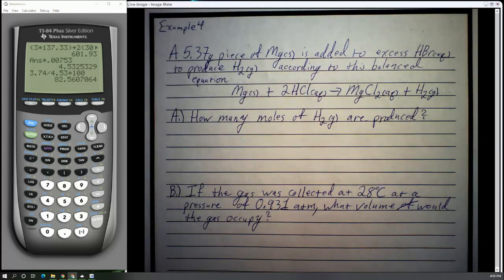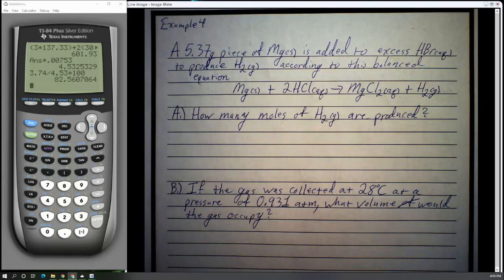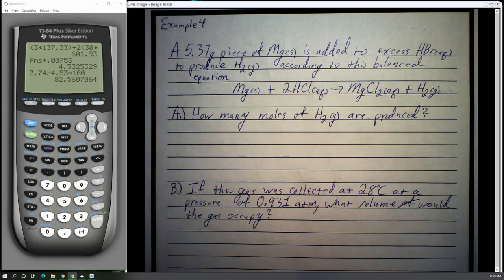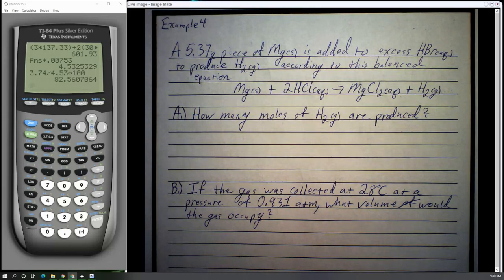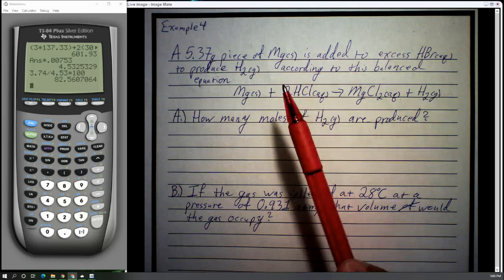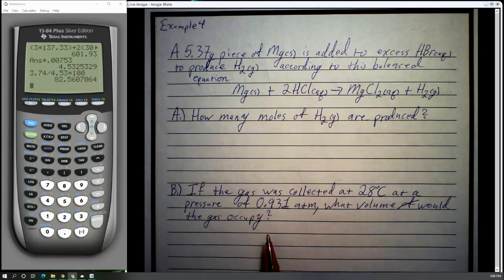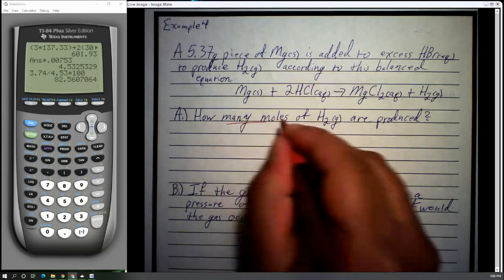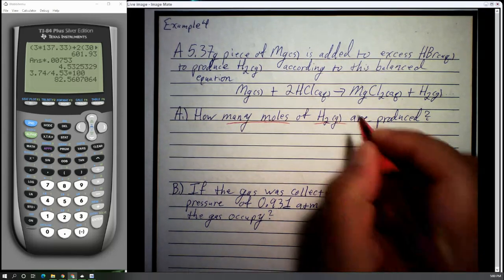All right, now let's look at example 4. A 5.37 gram piece of magnesium is added to excess hydrobromic acid to produce hydrogen gas according to this balanced equation. It's great that the acid is in excess, but we're producing a gas, and we can see this part here is going to be about some gas stoichiometry using the ideal gas law. So the first part is how many moles of hydrogen gas are produced.